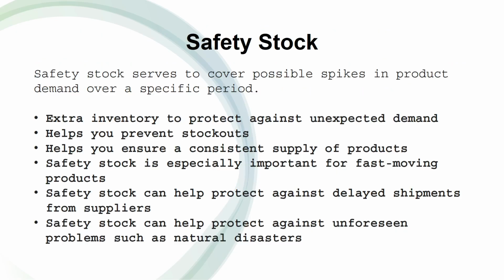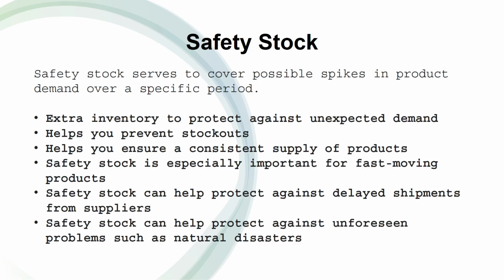Now, going to the next point, understanding safety stock and cycle stock in detail, why we maintain them and what their importance is. You already understood why we keep safety stock. Let's look at the points. It helps protect against unexpected demand and helps prevent stockouts, which ultimately avoids business losses. It also helps ensure a consistent supply of products, since there is no stockout.